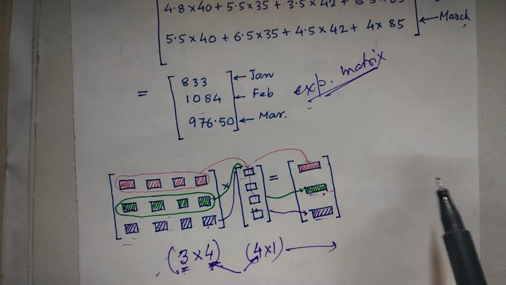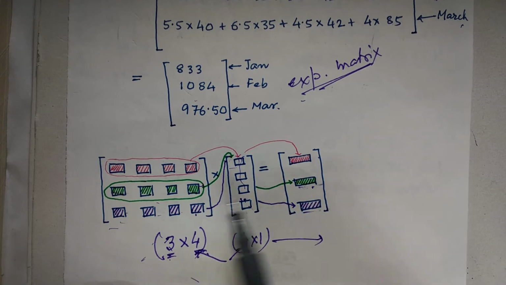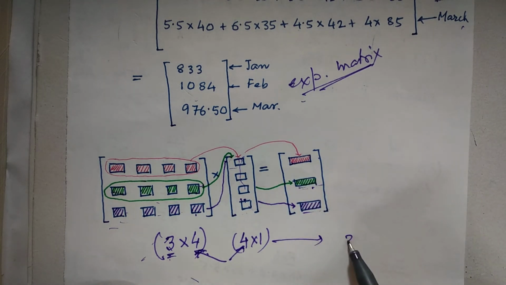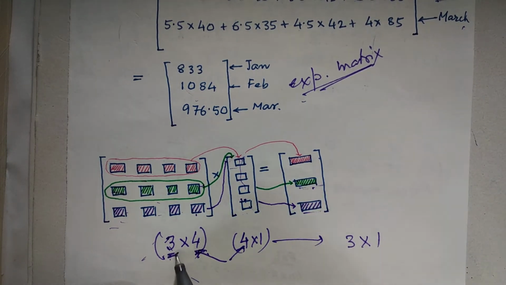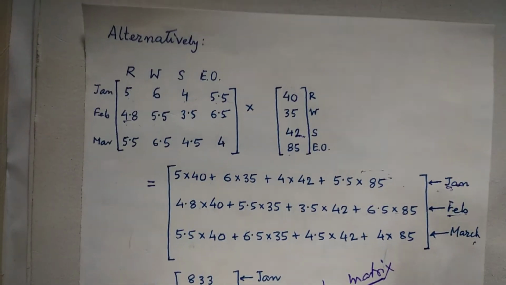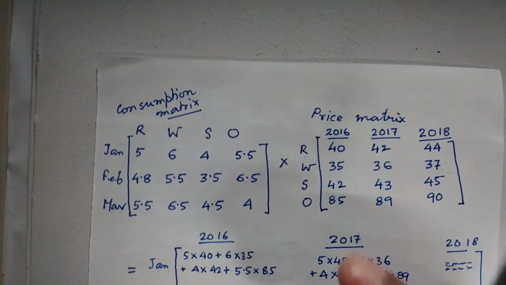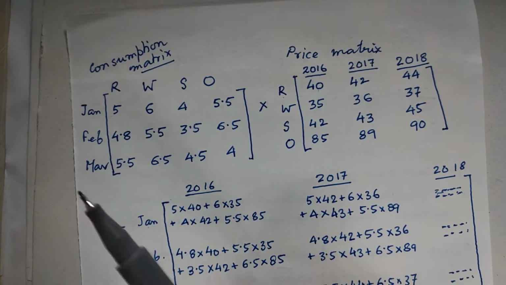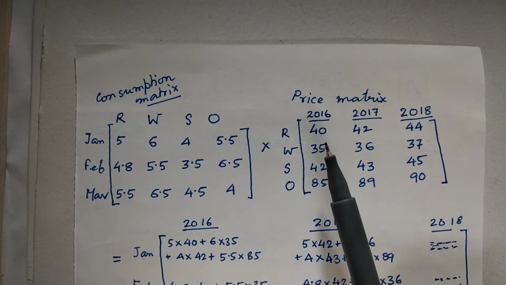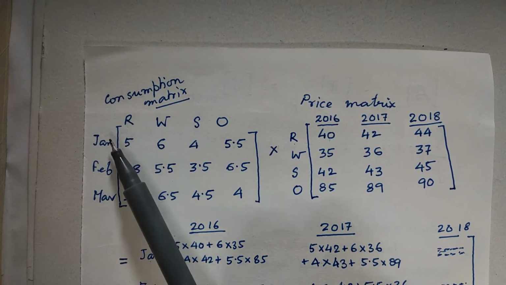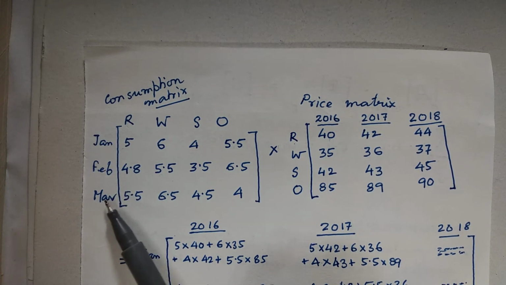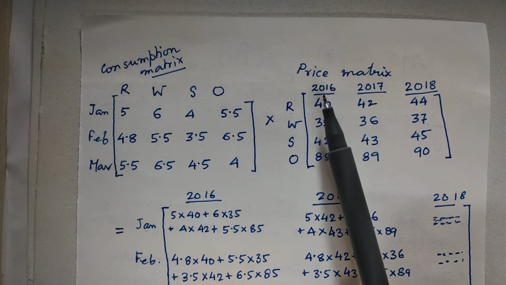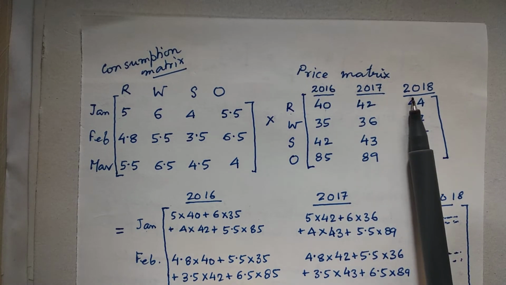And on multiplication of these two matrices, we get a matrix of size 3 by 1. We can generalize this idea still further. Suppose we now want a bookkeeping for 3 consecutive years, the same bookkeeping for the same 3 months, January, February and March, for 3 consecutive years, 2016, 2017, 2018.